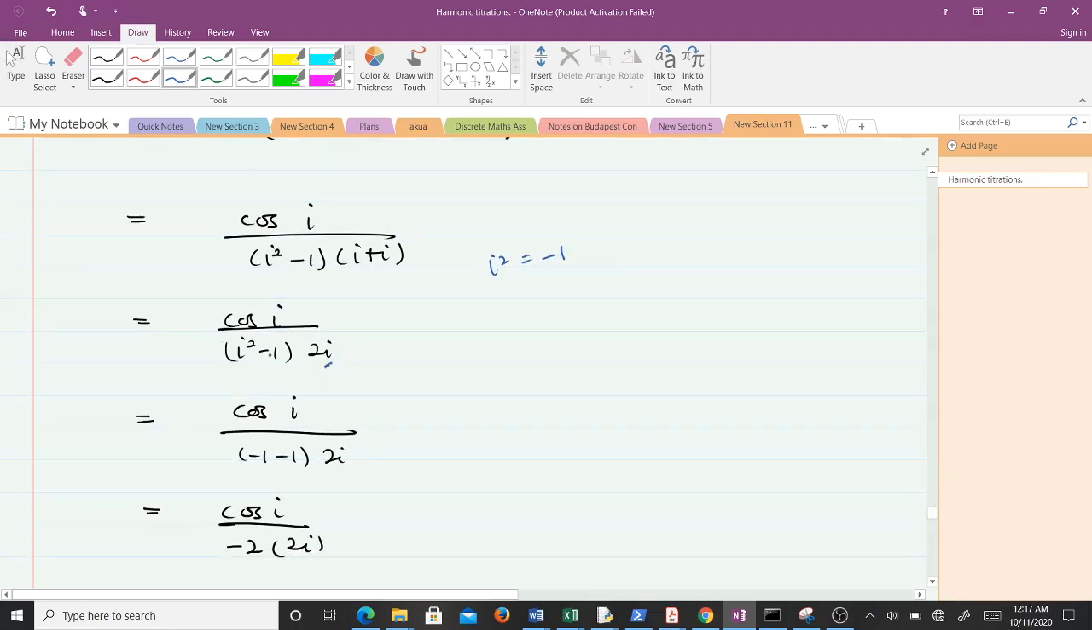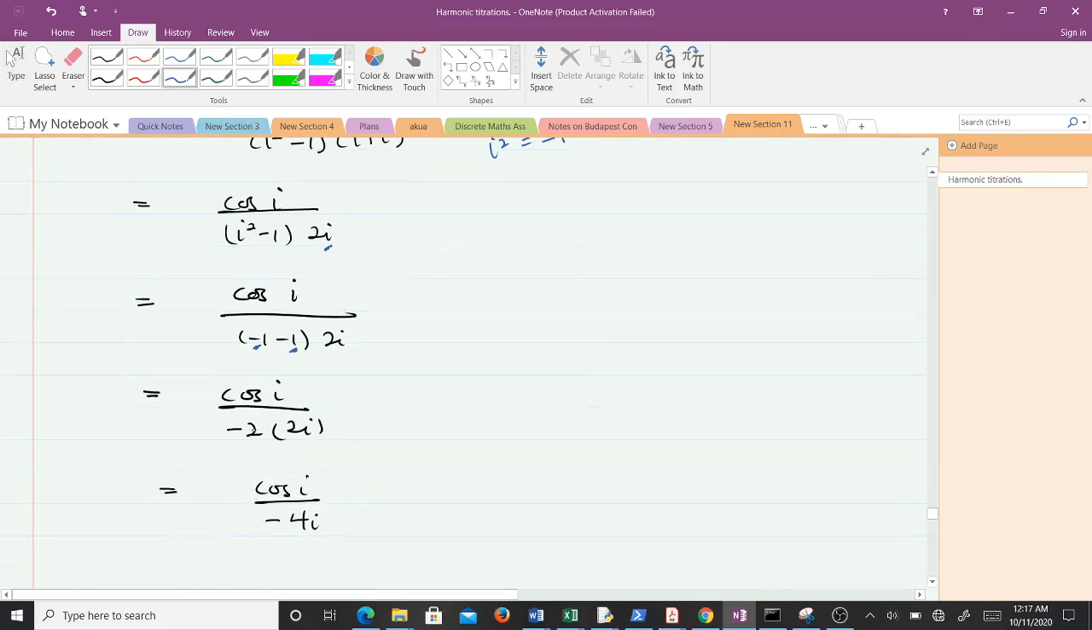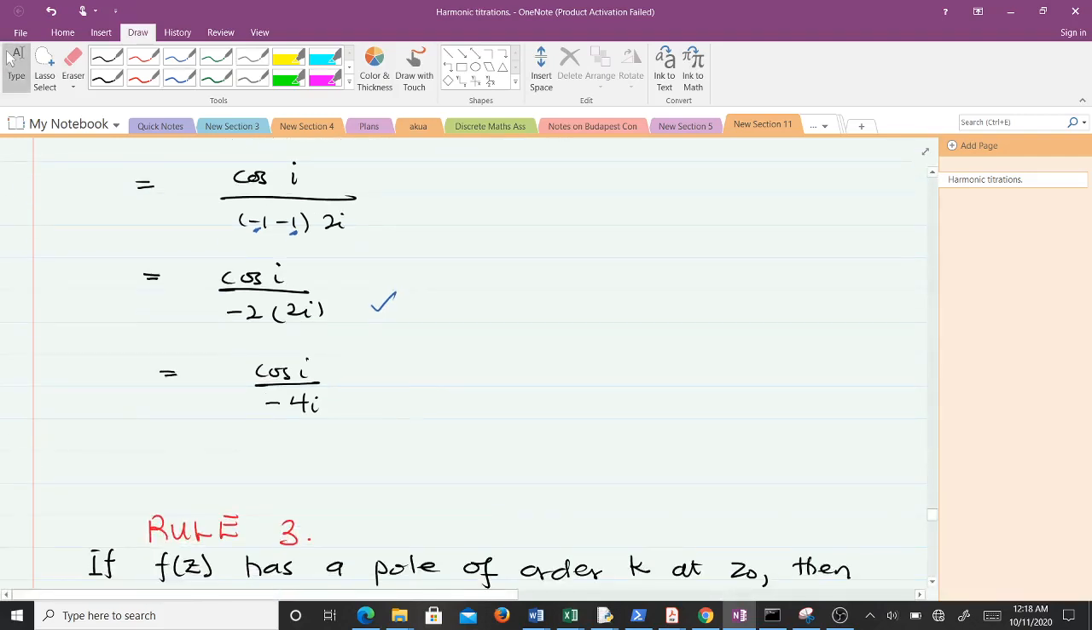Then here we have i squared minus 1, but i squared is negative 1, so negative 1 minus 1, then all times 2i. This gives us what we have here. And finally we end up with cos i over negative 4i. But when you get here, you can decide to rationalize. So we have negative cos i over 4i. You can leave it in this form, or you can further simplify it to what I'm showing here.